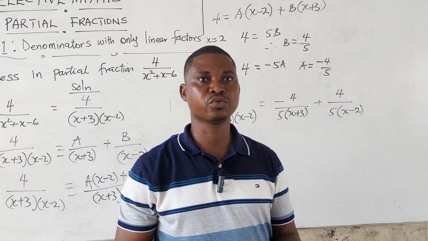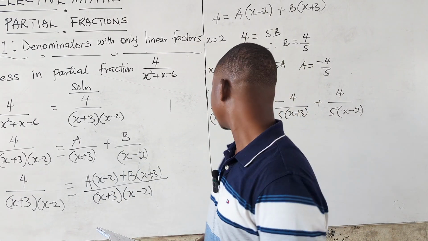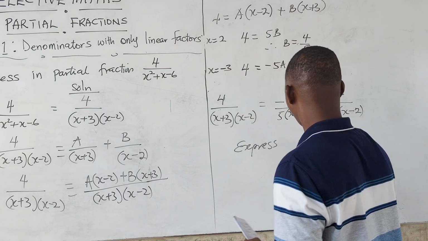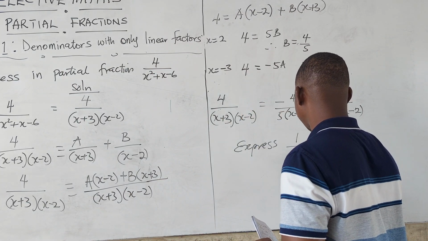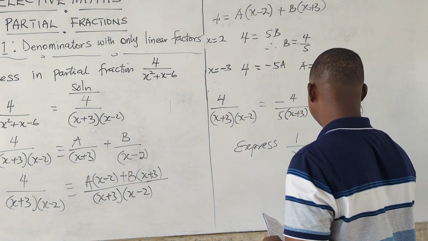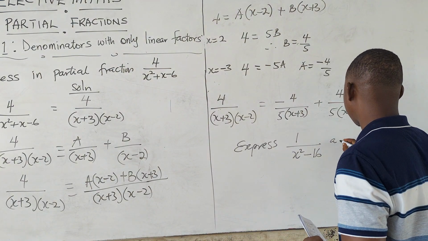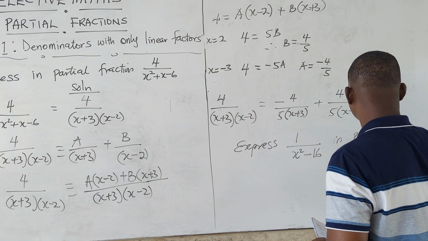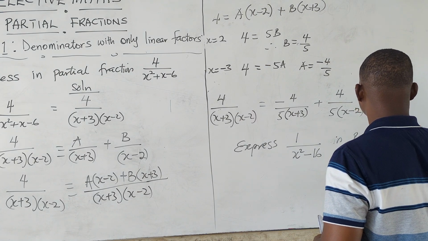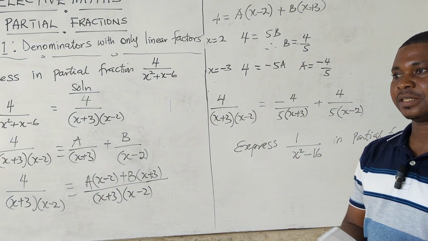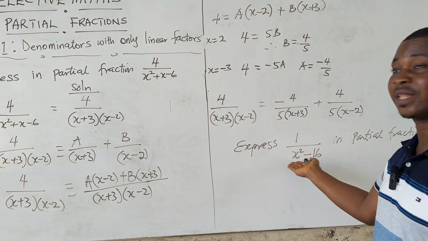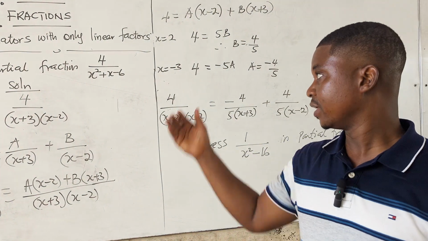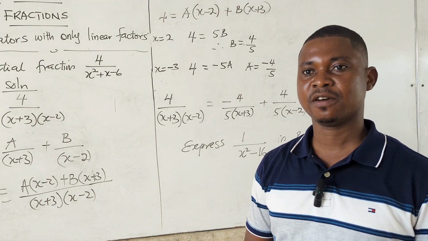So I'm giving you one question to try. The question is, you are supposed to express 1 over x squared minus 16 in partial fractions. And that is our question. When you are looking at this one, in a way, it will give you a difference of two squares. So you can use that procedure and express it in partial fractions.